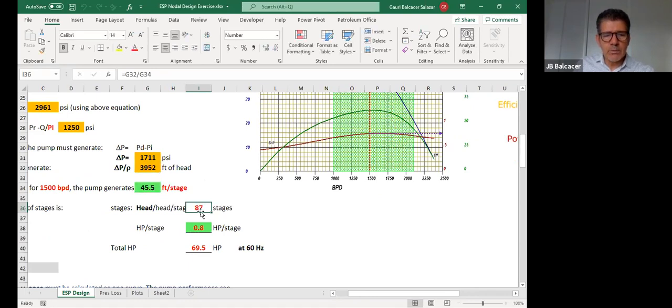But the issue is that normally for a pump with 87 stages, the closest one is around 100 stages. So we have to consider the closest pump above the number of required stages. In this case, we have to consider something like 100 stages.